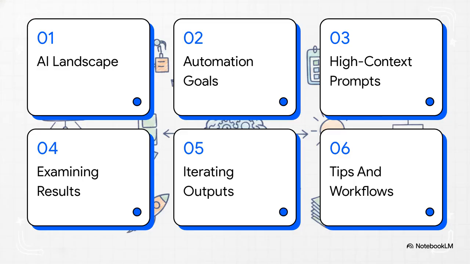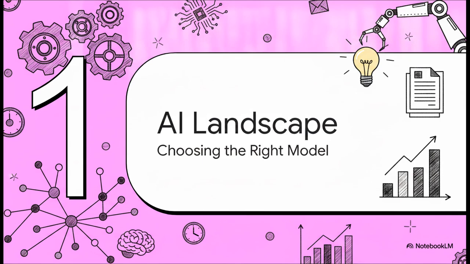Here is our roadmap. We are covering the AI landscape, defining your automation goals, crafting high-context prompts, examining your AI results, iterating for better outputs, and wrapping up with some quick tips and workflows. Chapter 1. AI Landscape and Capabilities.